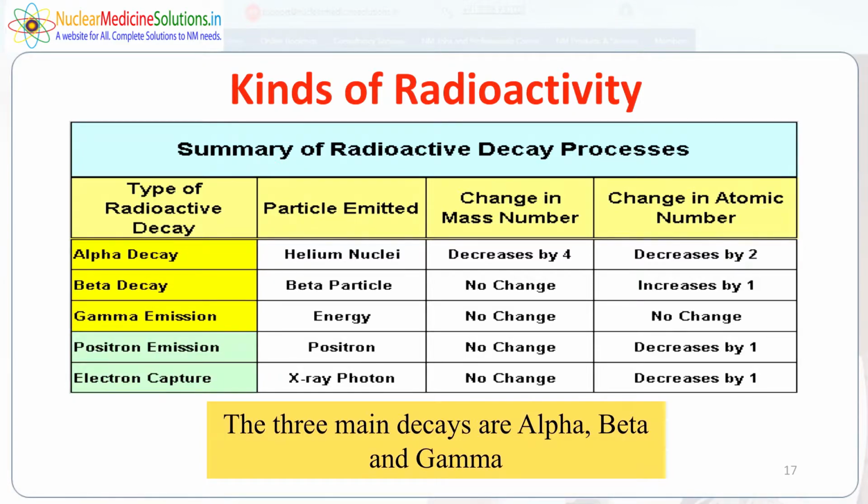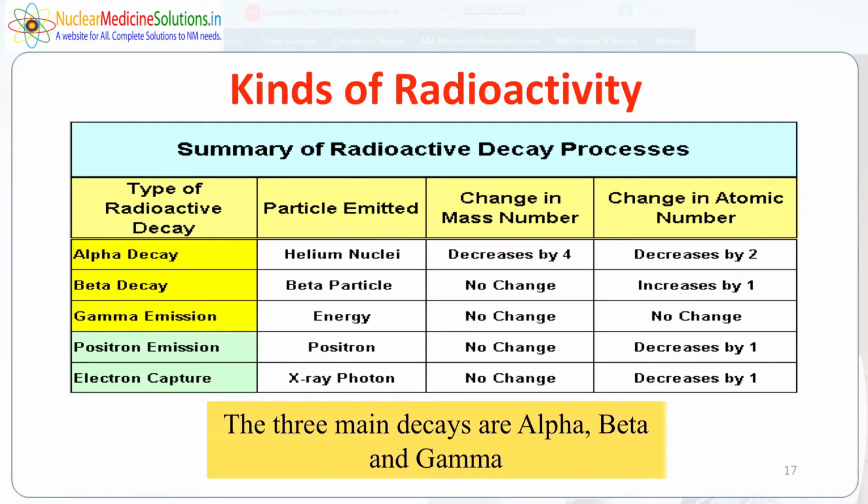When beta decay takes place, what happens? When a beta particle is emitted, there is no change in the mass number, but the atomic number increases by 1. When gamma emission takes place, again no change in the mass number, no change in the atomic number, but there is emission of energy, and that energy is called photons, which is called gamma emission.